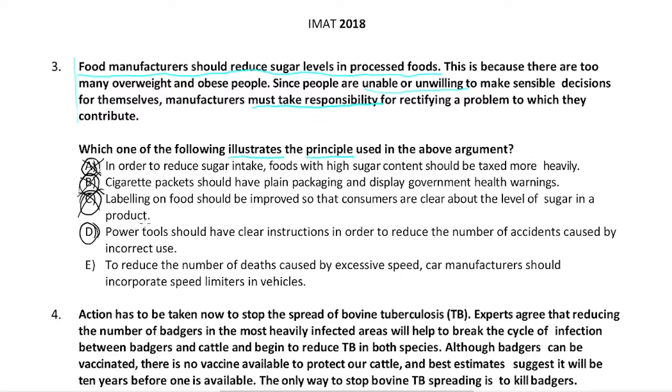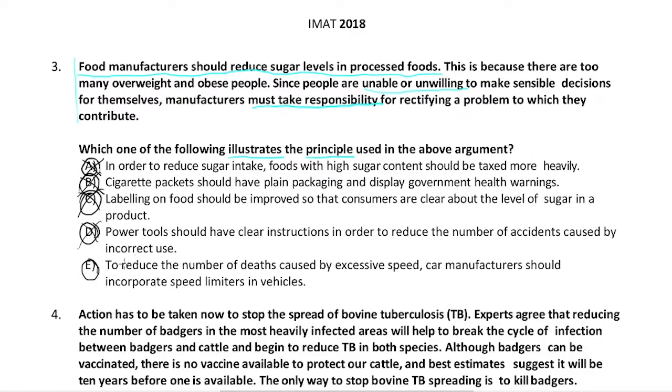Letter D. Power tools should have clear instructions in order to reduce the number of accidents by incorrect use. This also is not our answer, because clear instructions means that the power of decision is given to the actual customer, and customers can't make decisions based on the argument above. So this is not our answer.